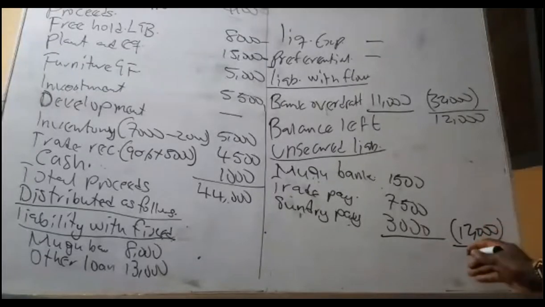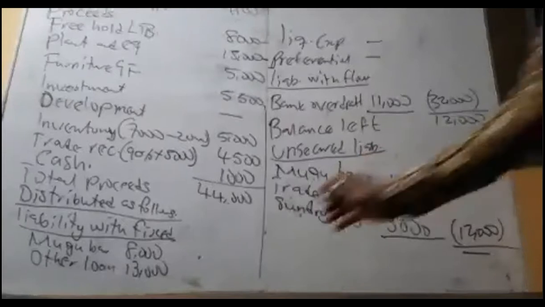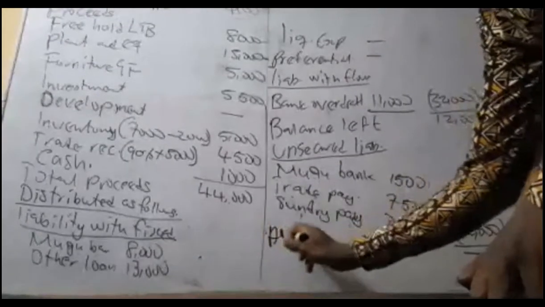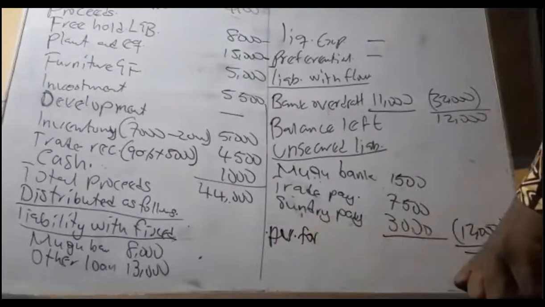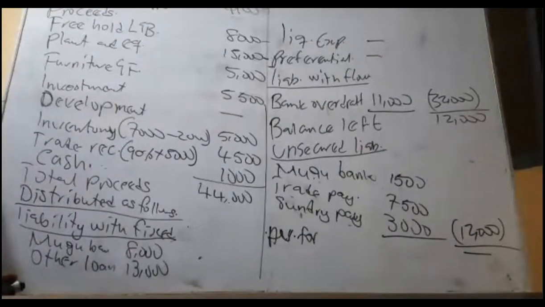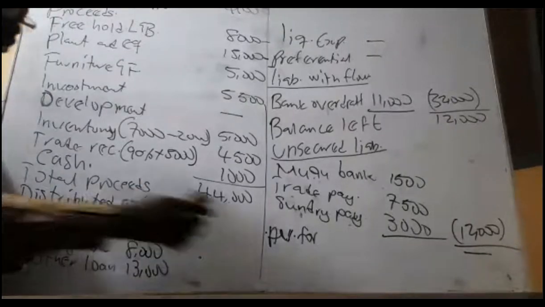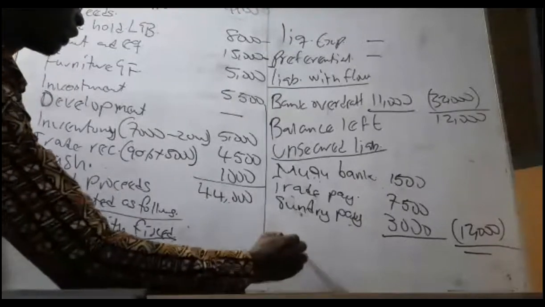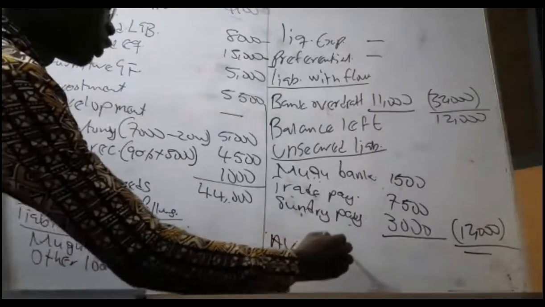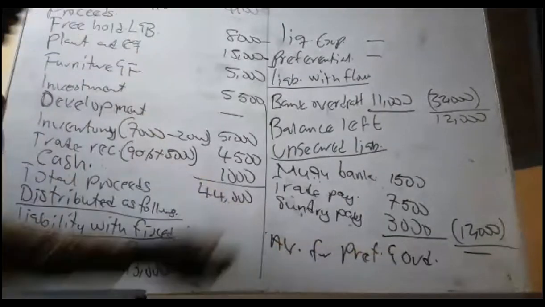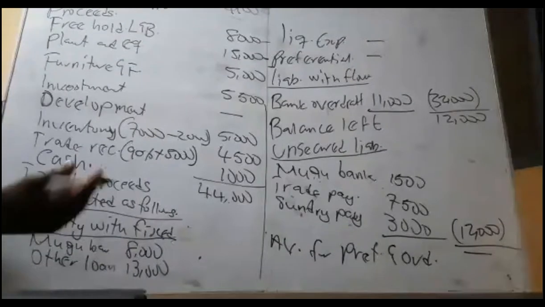So whatever is left, dash. We call it what? Available for who? So available for the preference and ordinary shareholders. Whatever remains will be available for preference and ordinary shareholders. In fact, that means they are getting nothing.